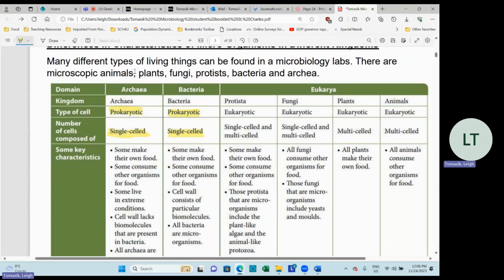And they're very similar organisms because both of them don't have organelles and both of them are single-celled, but there are some differences. Both archaea and bacteria can make their own food or consume other organisms, but archaea can live in extreme conditions. And we'll talk about that when we talk about archaea. And their cell wall lacks biomolecules that are present in bacteria.